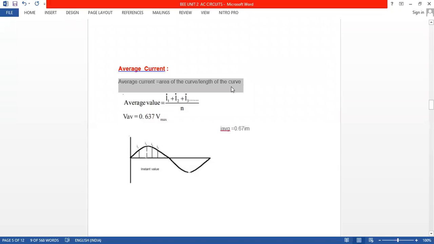I will draw one diagram, you will understand. So for your understanding, I'll show. First, all of you go through this formula. Average current is equal to, what is the formula? Area of the curve by length of the curve. All of you just write that formula. In our examination, they will ask you to derive the equation for average current.